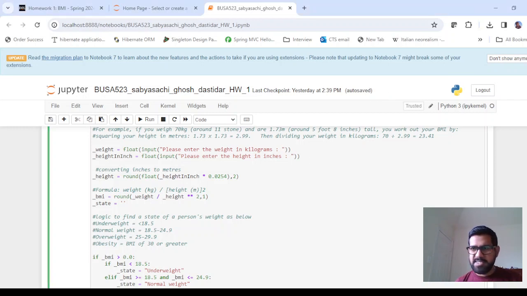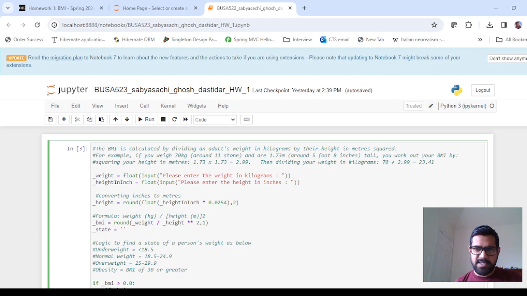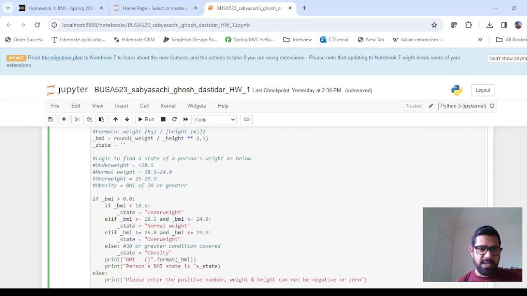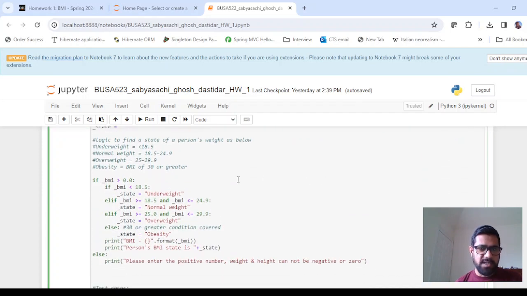So this is our first assignment, and the question that we have received is the BMI calculator. As an input we are going to get a weight and height, and we are going to calculate the BMI, and on the basis of that we are going to find out the person's current state, and the logic is also given: underweight, normal weight, overweight, or obesity.